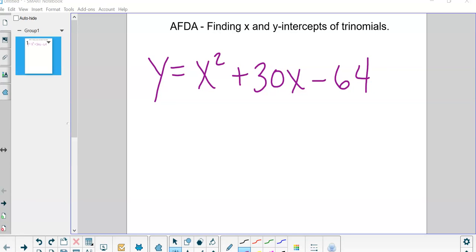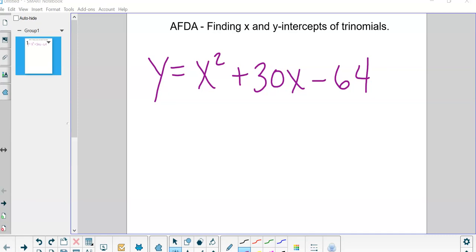This is Mr. Russo, and today we're moving on to day 7 exercises. We're going to be transitioning from solving absolute value equations and inequalities into finding the x and y intercepts of trinomials. I'm going to start off by telling you that this will involve some factoring. So let's go ahead and get started here.